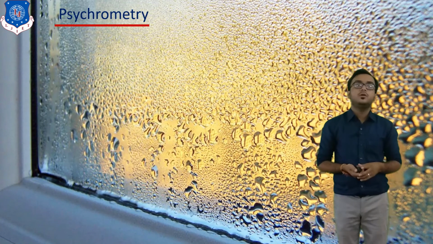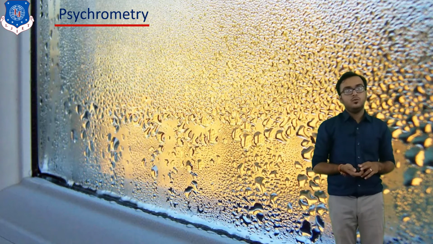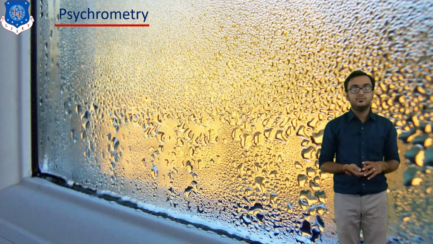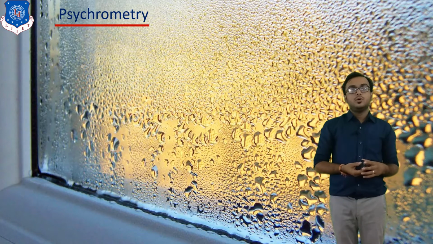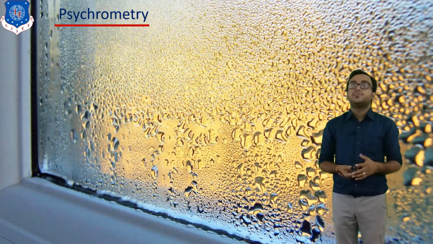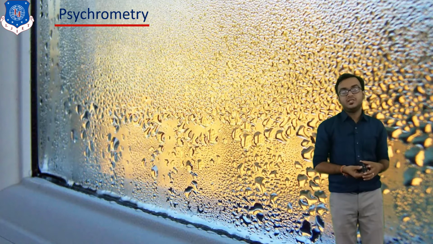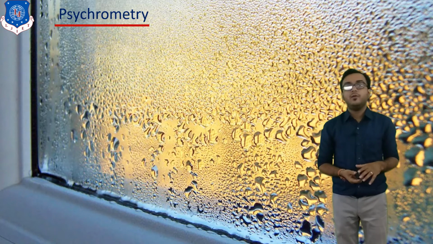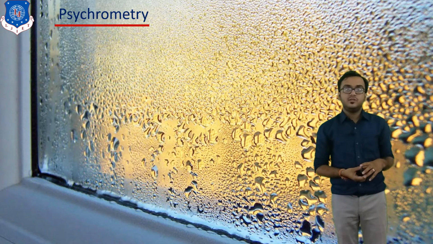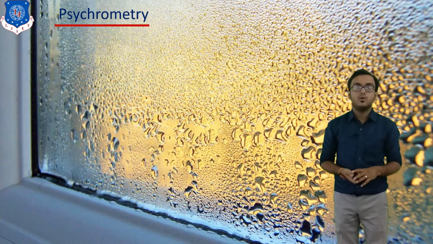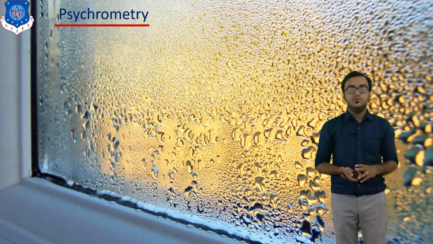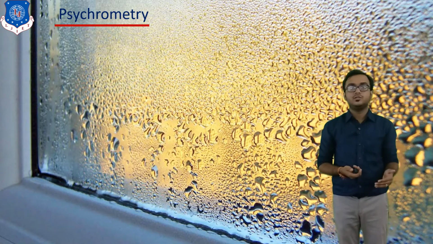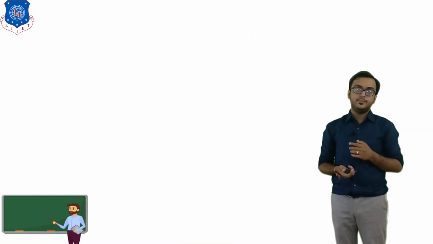Welcome everyone. In our previous class, we defined some of the psychrometric terms like dry bulb temperature, wet bulb temperature, specific humidity, dew point temperature, wet bulb depression, etc. So now in today's session, I would like to start with the remaining psychrometric terms. Let's begin today's session with a new term called relative humidity.